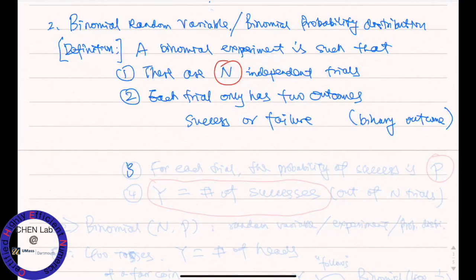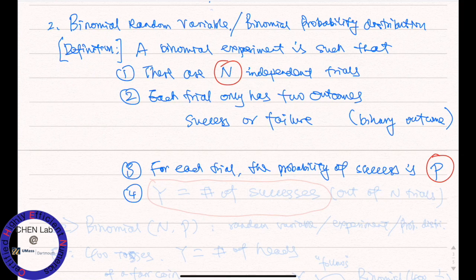Number three is that we have another quantity here. For each trial, the probability of success is some p, little p. So we have a second quantity which is important here, which is p. We have n and p. P is again just some probability. Like when it's a fair coin, p is 1/2, right?